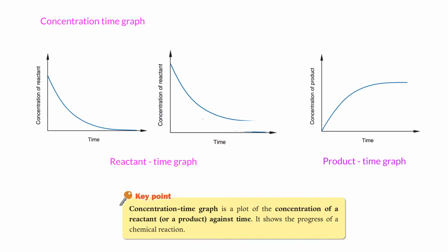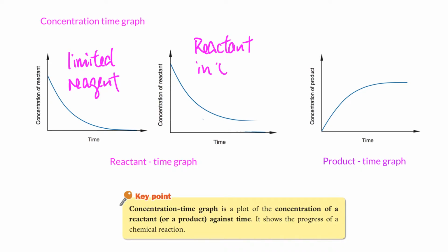Basically, as a reaction proceeds, the concentration of reactant will drop. For this one, for example, as time goes by, the reactants will go down, and the concentration reaches zero if the reaction has completed. This one is a limiting reagent. For limiting reagents, the chemical will be used up. But if the reactant you're talking about is in excess, you'll find that at the end of the reaction, some of the reactant may be left behind.